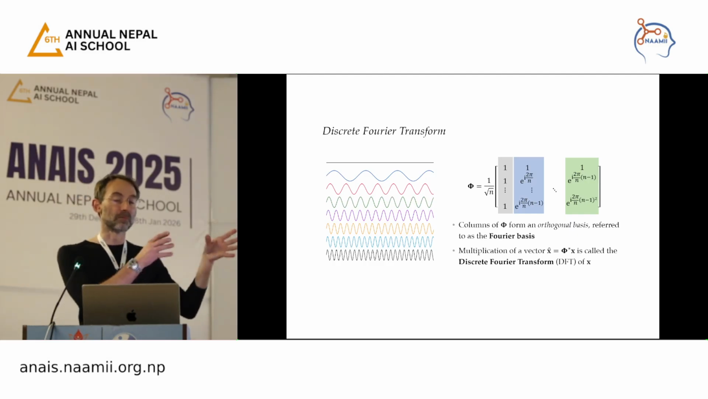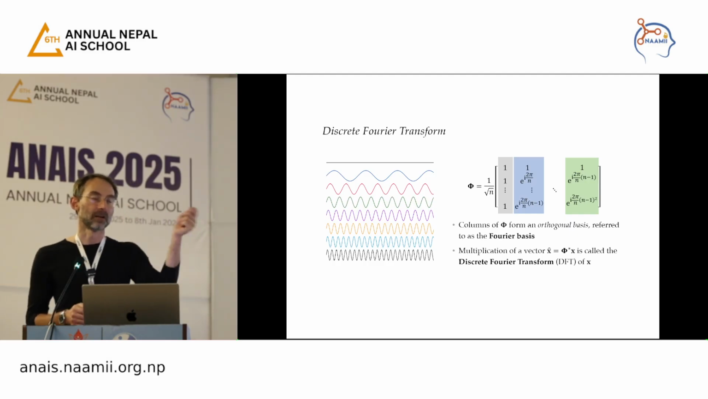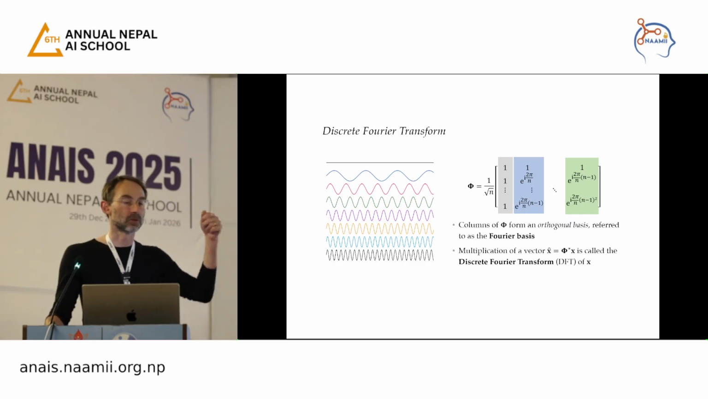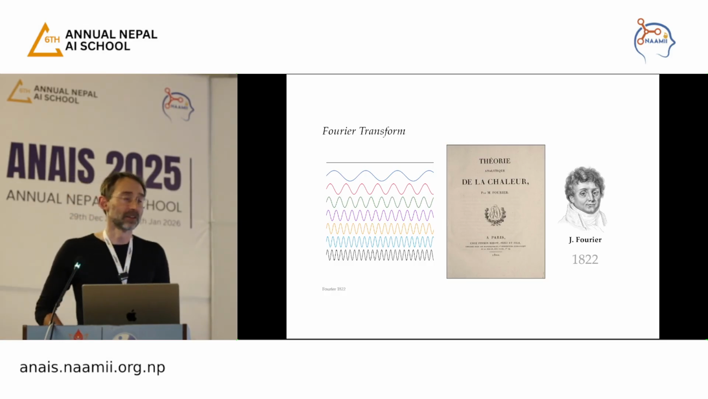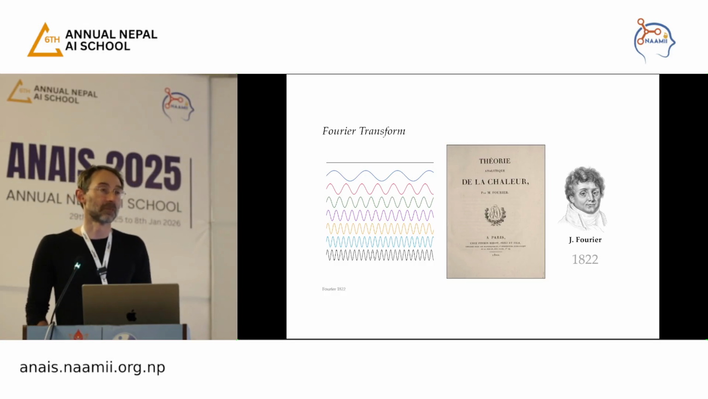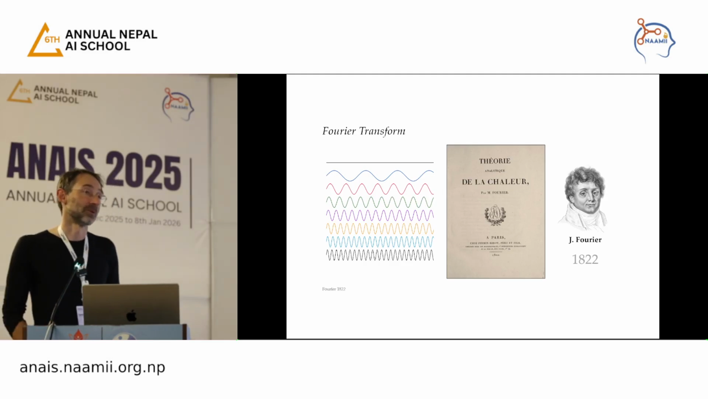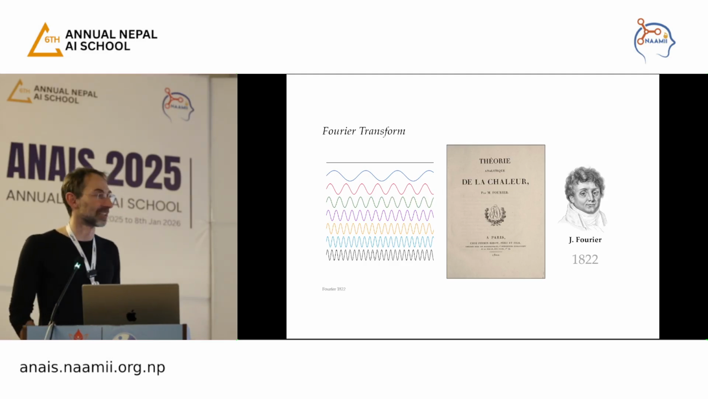And if I take a vector and multiply it by these bases, and again, because the elements are complex, I need to take also the conjugate, I get the discrete Fourier transform, or the DFT, okay? So the Fourier transform is named after Fourier. He was a French mathematician and politician. Most of his career he actually spent as a politician in Napoleon's government.